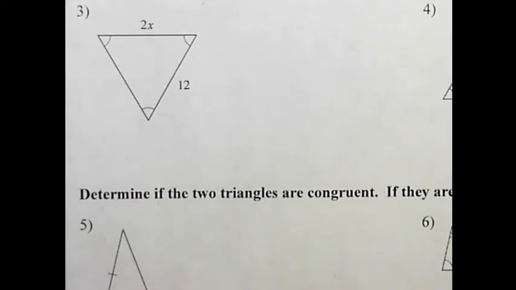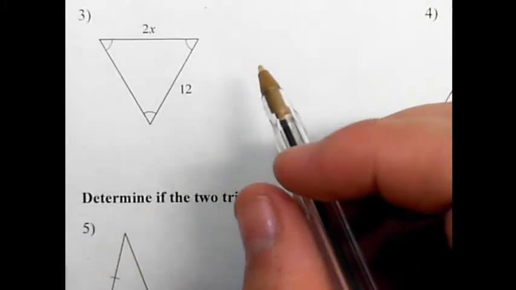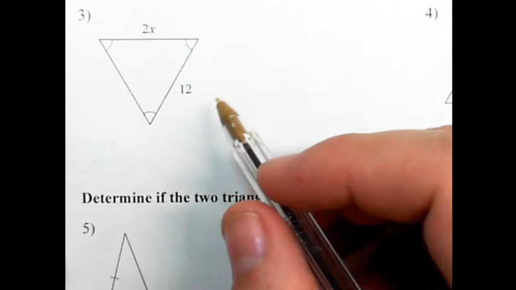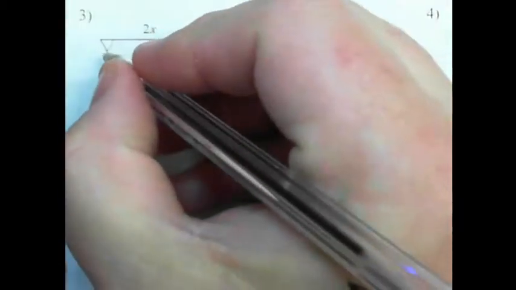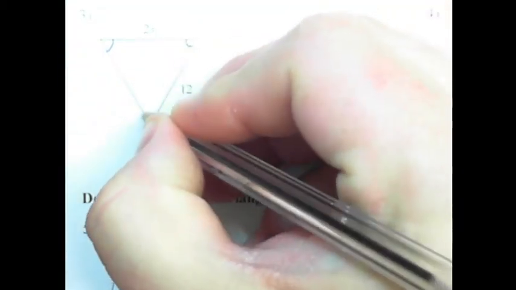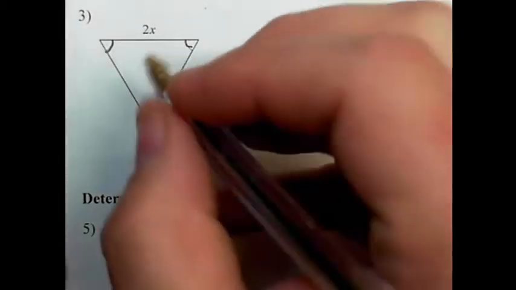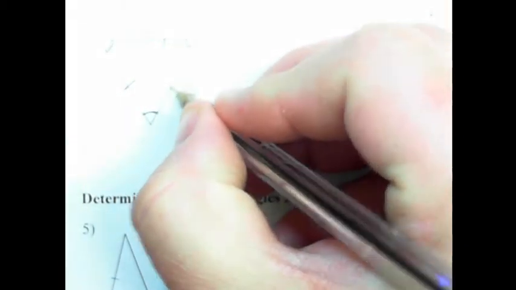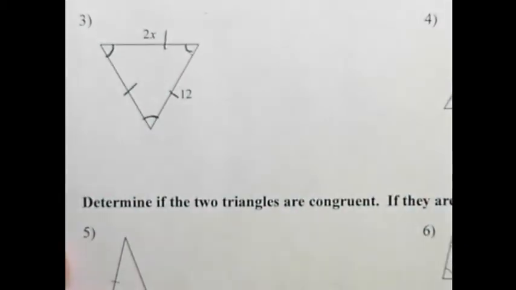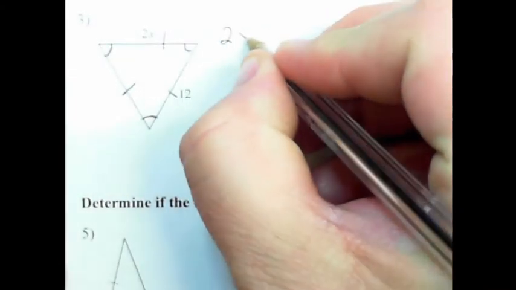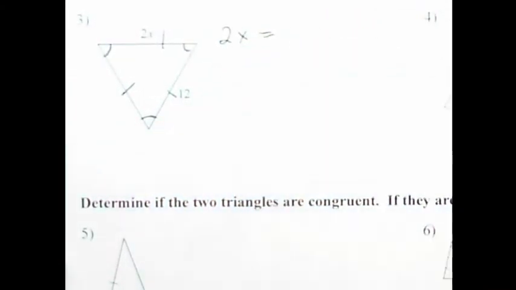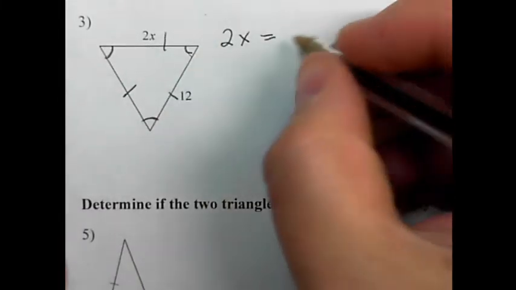Number 3 is actually an isosceles triangle, but it's also an equilateral triangle. So remember that if I have 1, 2, 3 angles that are equal to each other, then the corresponding side lengths are going to be congruent. So this will be congruent with this, and this will be congruent with this, i.e. an equilateral triangle.